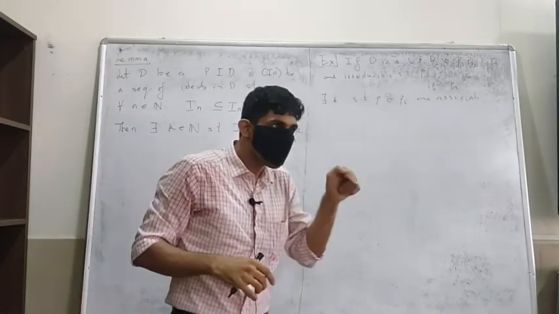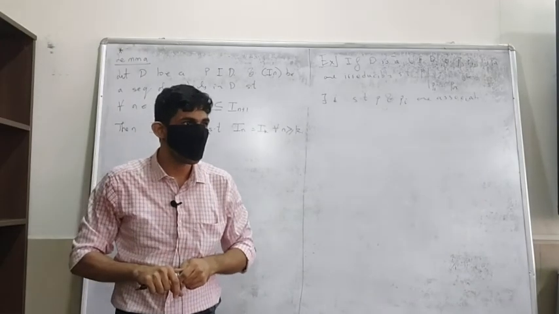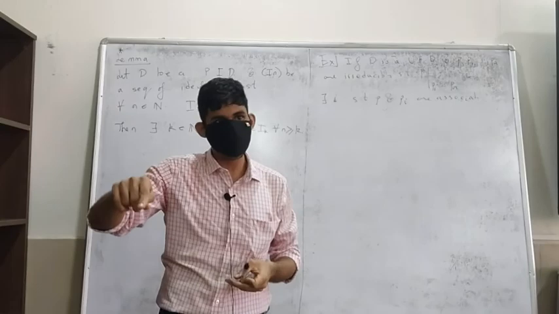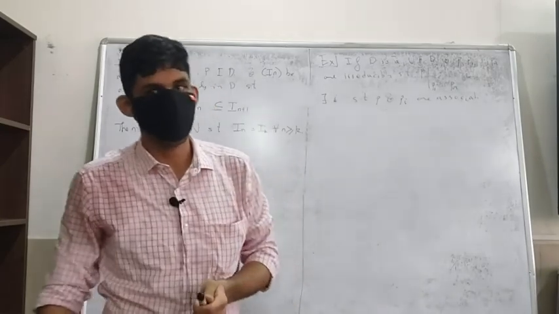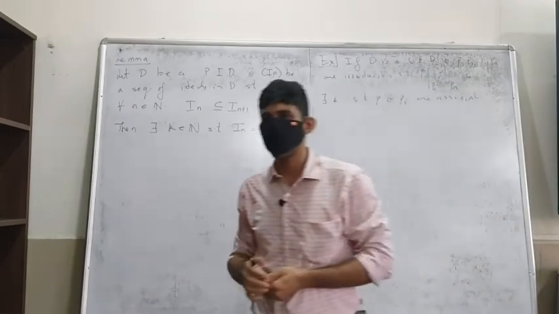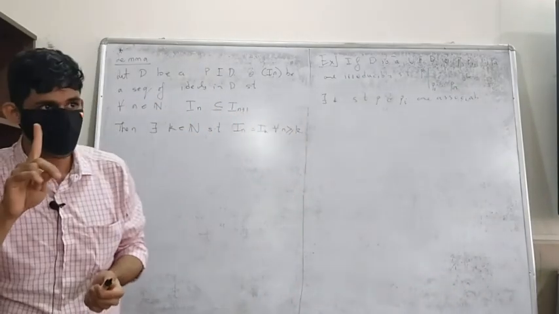But IM is an ideal, so A minus B is in IM. But if A minus B is in IM, it is in the union. So therefore it's an additive subgroup. What about the other properties? So one is it's an additive subgroup.